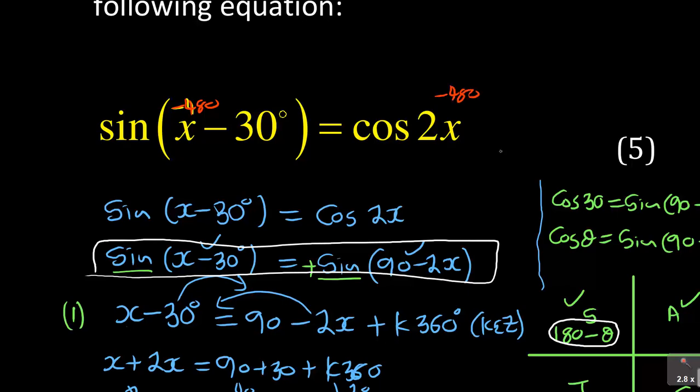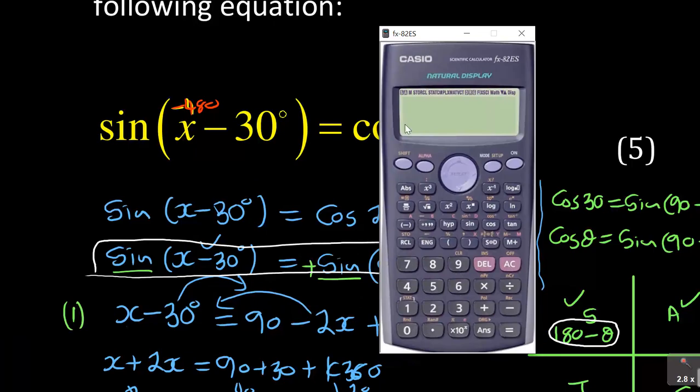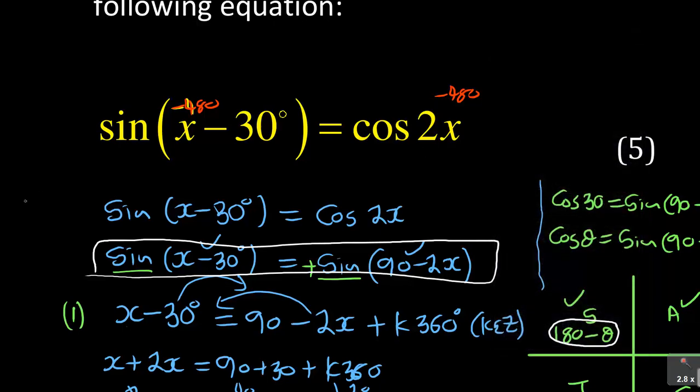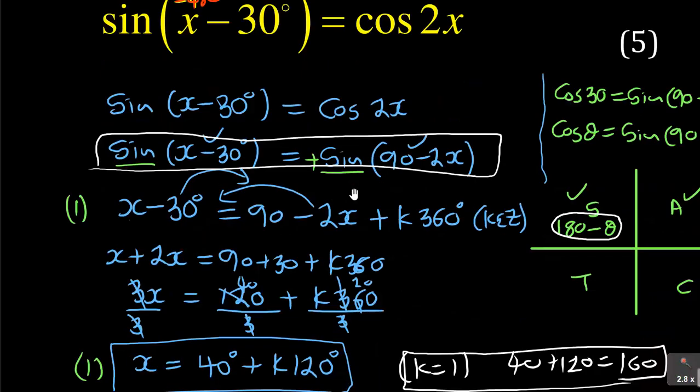Now let's do that and see whether the left and right balance. So sine minus 480 minus 30, what does it give us? It gives us a negative half. So let us use it on this side also. Cos 2 times negative 480. See whether I'm getting a negative half. You see we are also getting a negative half, meaning our first pair of the general solution is correct.